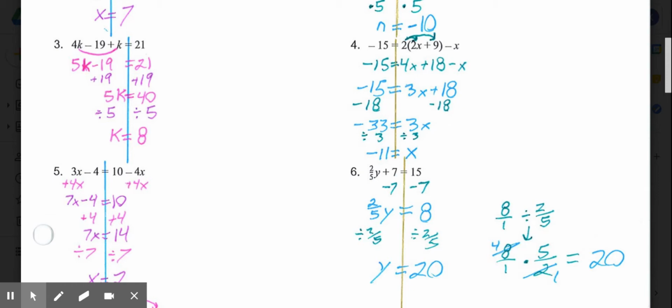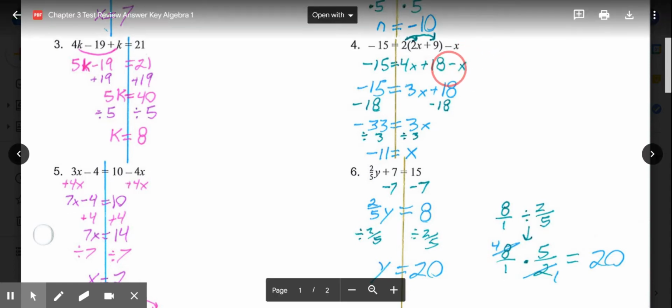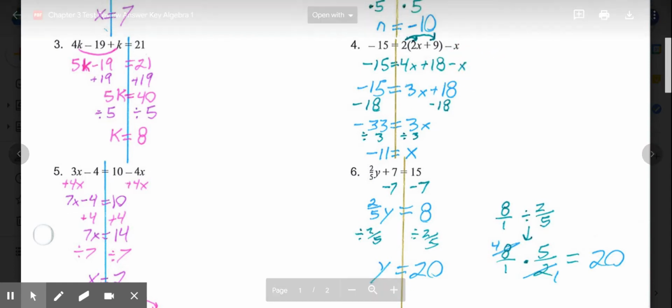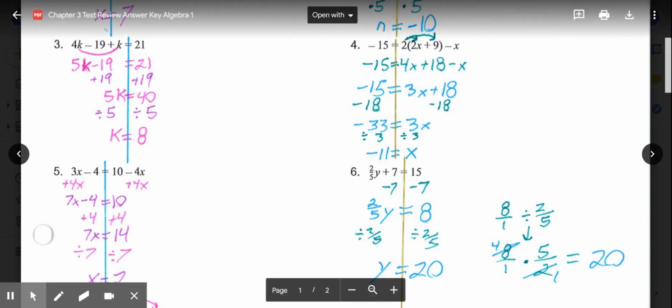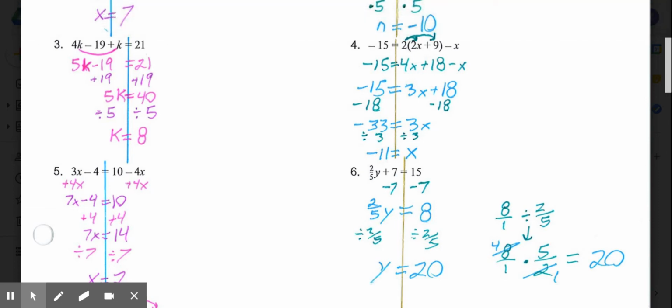Then we can combine the 4x and the negative 1x, so 4x minus x gives us 3x. So then we have 3x plus 18 equals a negative 15. Subtract the 18 from each side. Negative 15 minus 18 more would give us a negative 33. So negative 33 equals 3 times x. Divide both sides by 3, and x equals a negative 11.